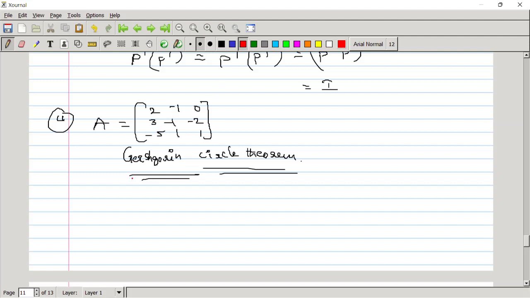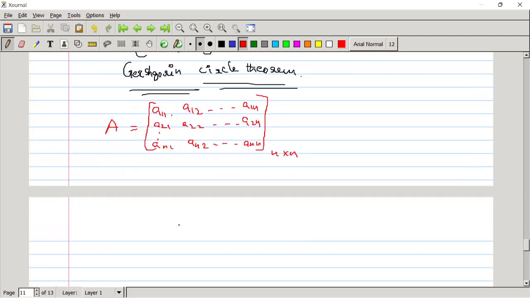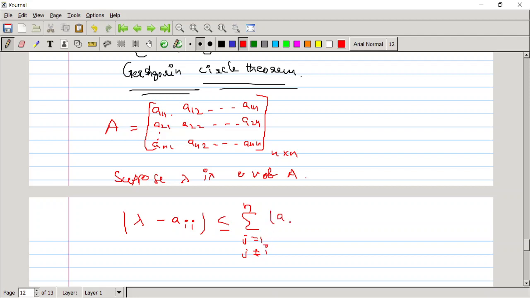Okay, let me state that. Whenever A is a square matrix with entries A11, A12 and so on up to A1n, A21, A22 up to A2n, and An1, An2 up to Ann, then for this matrix, suppose lambda is an eigenvalue of A. We have that the modulus of lambda minus Aii is always less than or equal to the summation, for j equal to 1 to n with j not equal to i, of the modulus of Aij, that is, the sum of the elements in that ith row except Aii.